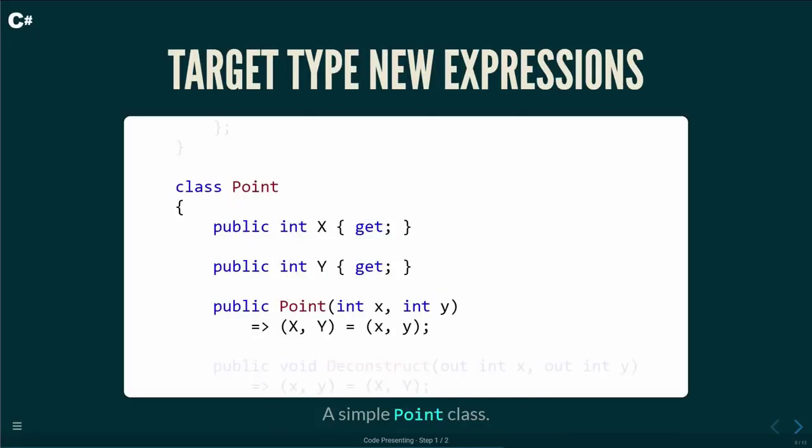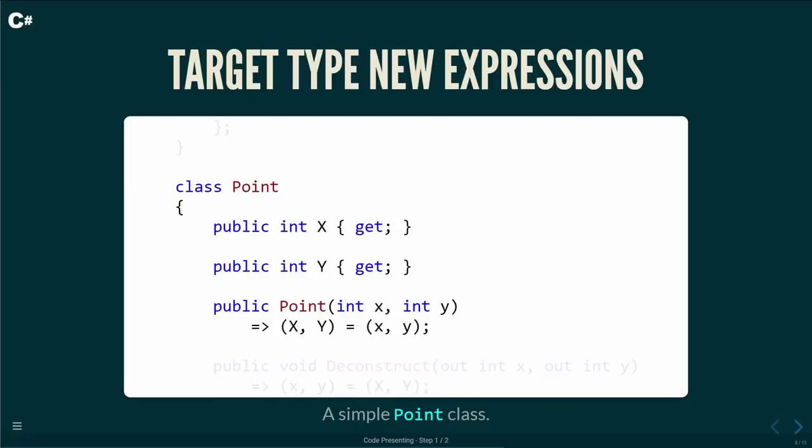So another thing that we have is target-typed new expressions. We have a simple class here, Point. We have an x and y, and we have a constructor, right? So given x and y, this is some cool syntax that was available to us from C# 7.